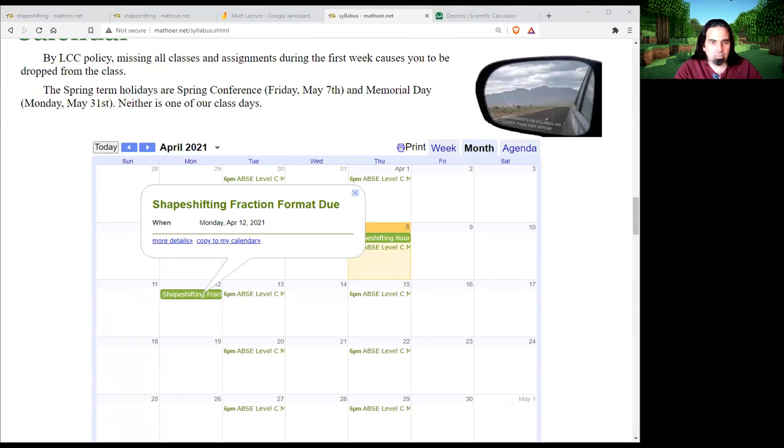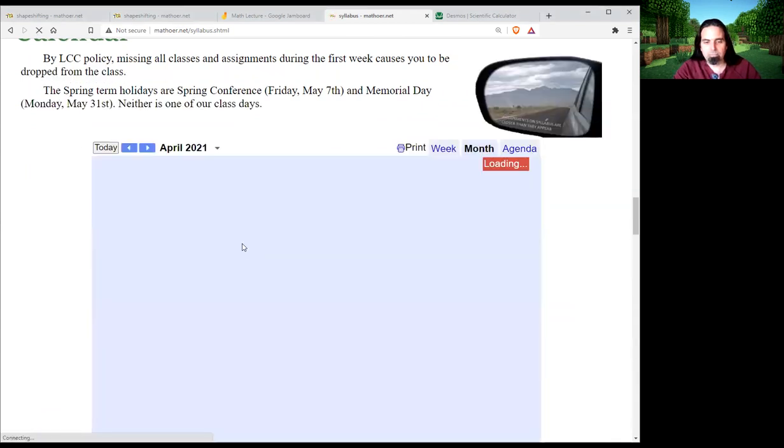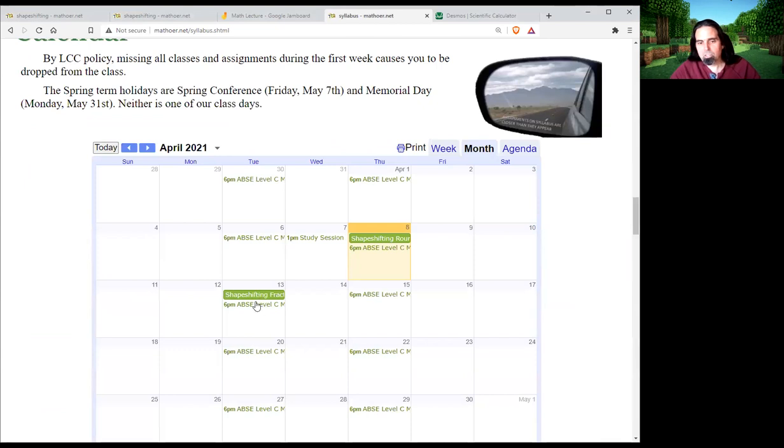And the percents, we don't have a due date yet because it might have more questions next time. Okay, now fractions is due next time.